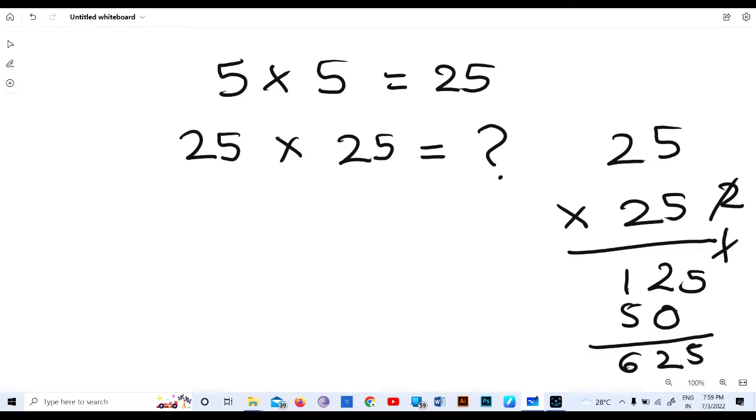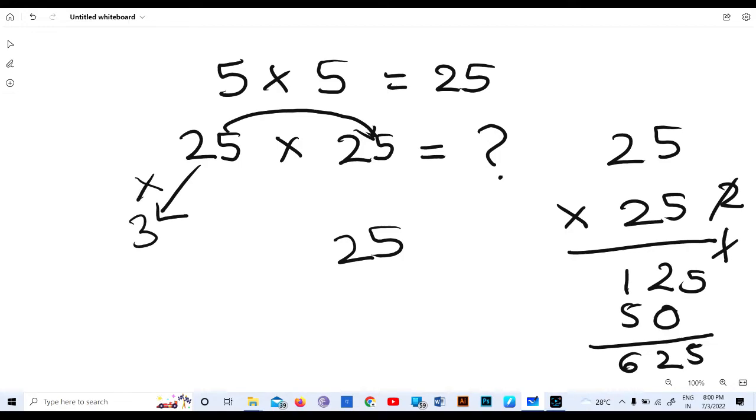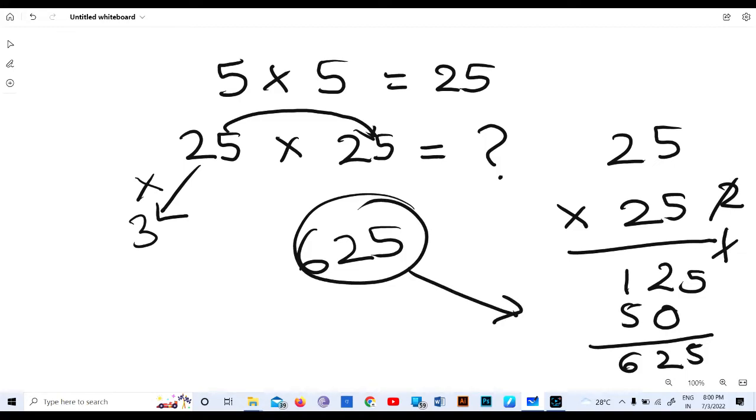So in here what happened, 25 times 25, this is the easy method. First we write 5 times 5. That is, the answer should be 25. So what is the number after 2? That is 3. So we multiply 3 times 2, 6. So the answer should be the same. So this is the thing I want to share with you.